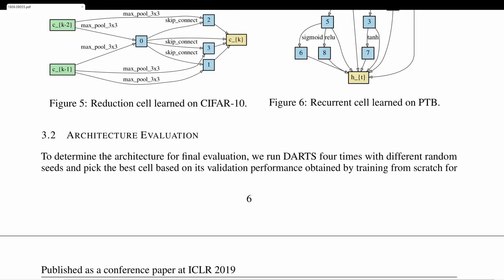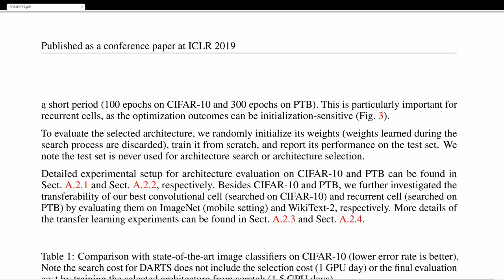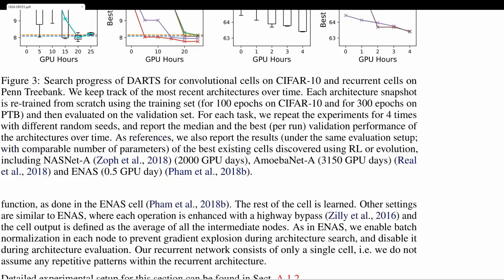Okay, 3.2, architecture evaluation. To determine the architecture for the final evaluation, we run DARTS 4 times with different random seeds and pick the best cell based on the validation performance obtained by training from scratch for a short period, 100 epochs on CIFAR-10 and 300 epochs on PTB. This is particularly important for recurrent cells as the optimization outcomes can be initialization sensitive. Figure 3 is here.